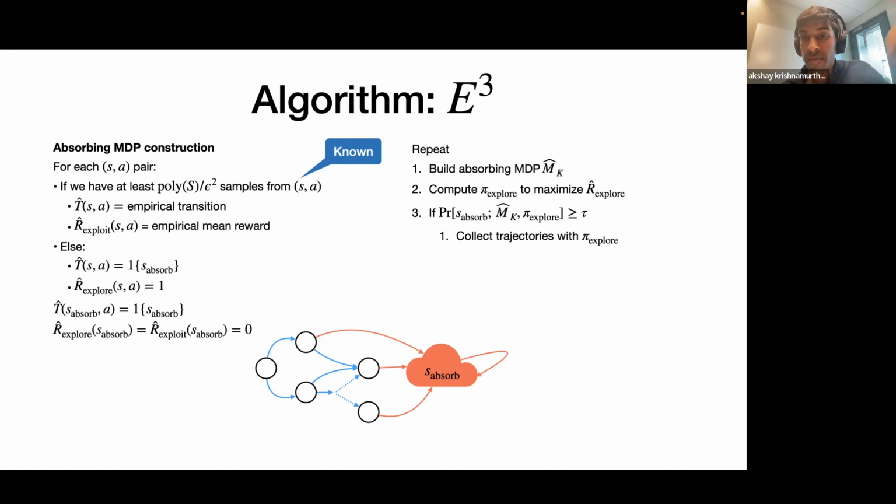We're going to check if that policy actually does visit the absorbing state. So we can just check what's the probability that this policy visits the absorbing state in our estimated absorbing MDP. And if that probability is big enough, we know that this policy is going to visit some red arrows, and so we can collect some trajectories to make progress. Otherwise, we'll compute the exploitation policy to maximize the exploitation reward in the absorbing MDP, and we'll just stop and output that. That's the answer. That's what we're going to output as our estimate. Okay, so that's the algorithm.